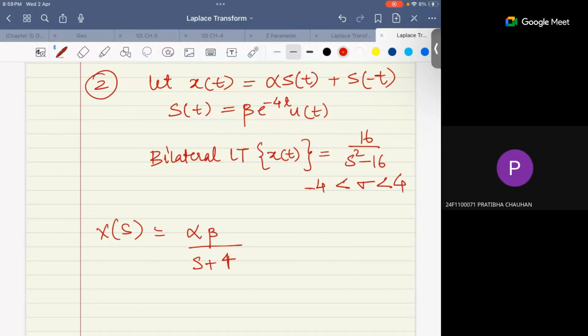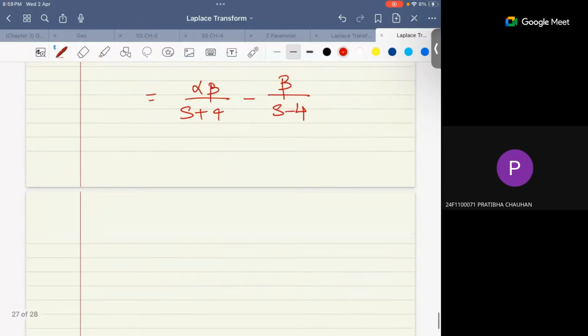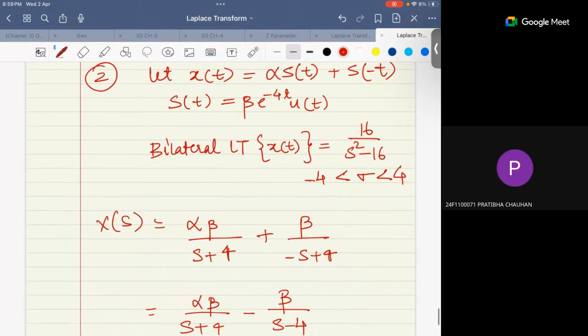Similarly, for the minus 3 term, you just have to replace this with minus s plus 4. So here you will be left with alpha times beta over s plus 4 minus beta over s minus 4. Correct? So now you're left with what? This is what? So you have s square minus 16. Correct? This is what you have to compare with s square minus 16, and then you have to calculate the value of beta, I guess, right? This is what has been asked here. Let me check it. Yeah, calculate the value of beta. Right, this is what has been asked.